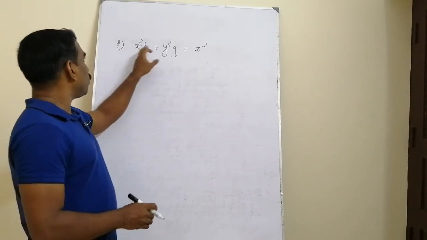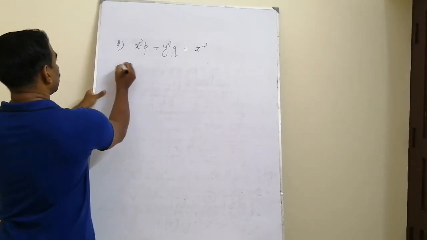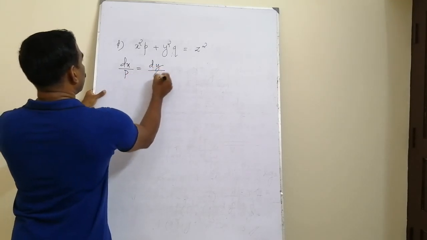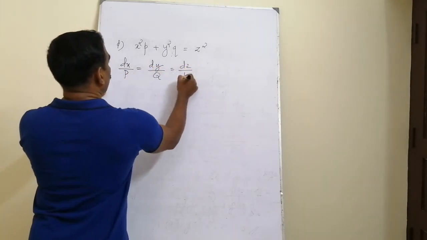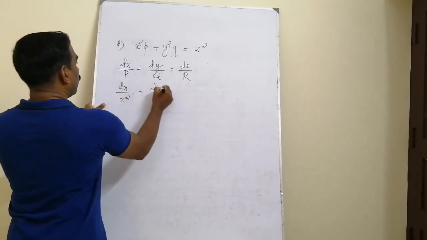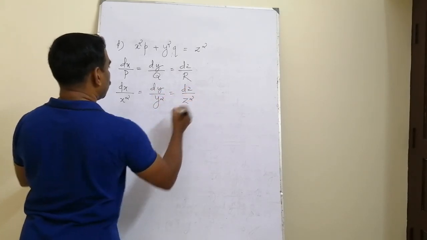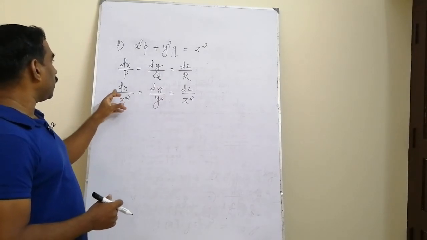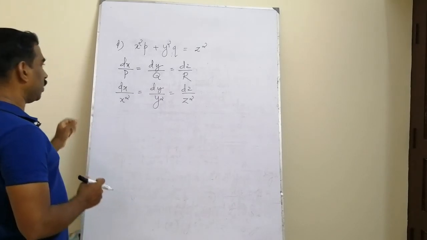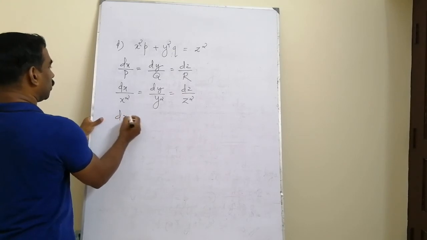And the last one is x square p plus y square q is equal to z square. So that is in Lagrange format. The subsidiary equations are dx by p is equal to dy by q is equal to dz by r. That is dx by x square is equal to dy by y square is equal to dz by z square. That is in a direct separable format. You can take the first and second, second and third, or first and third. We are looking for two independent solutions, so first of all, we are taking the first and second ratios.